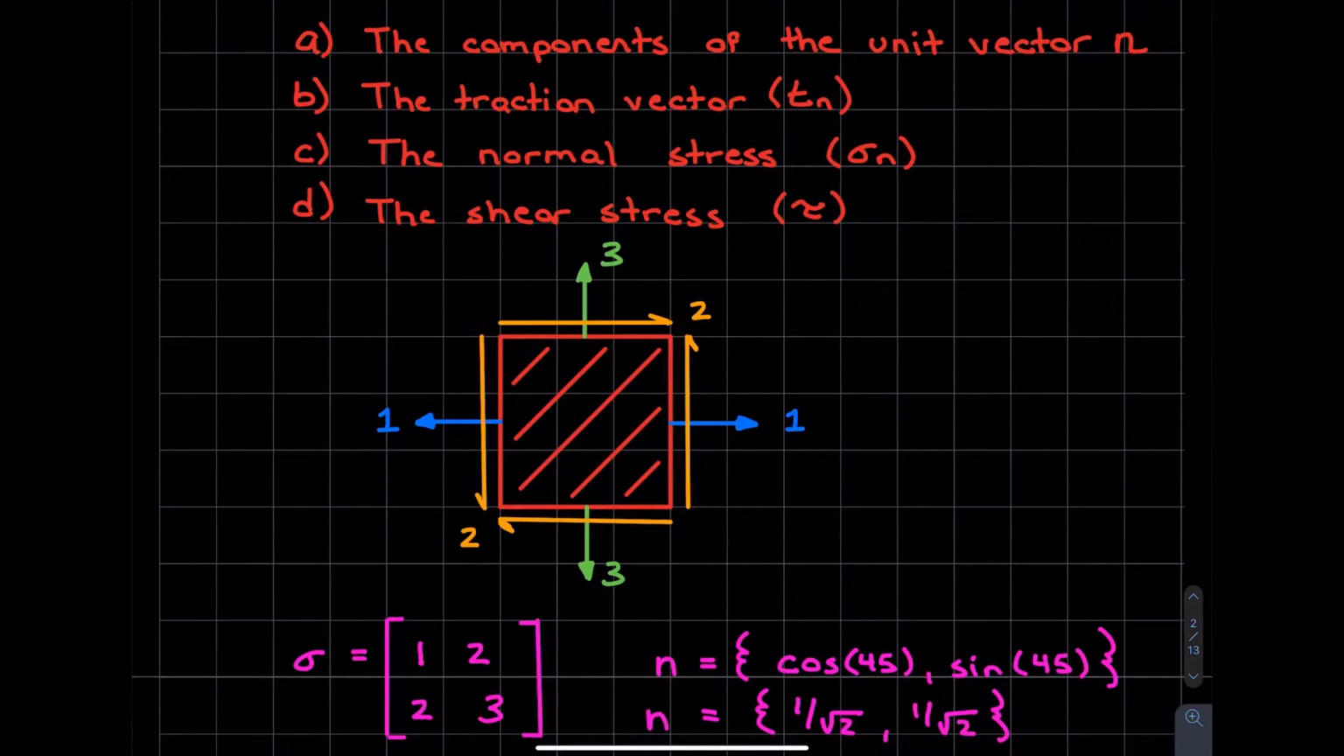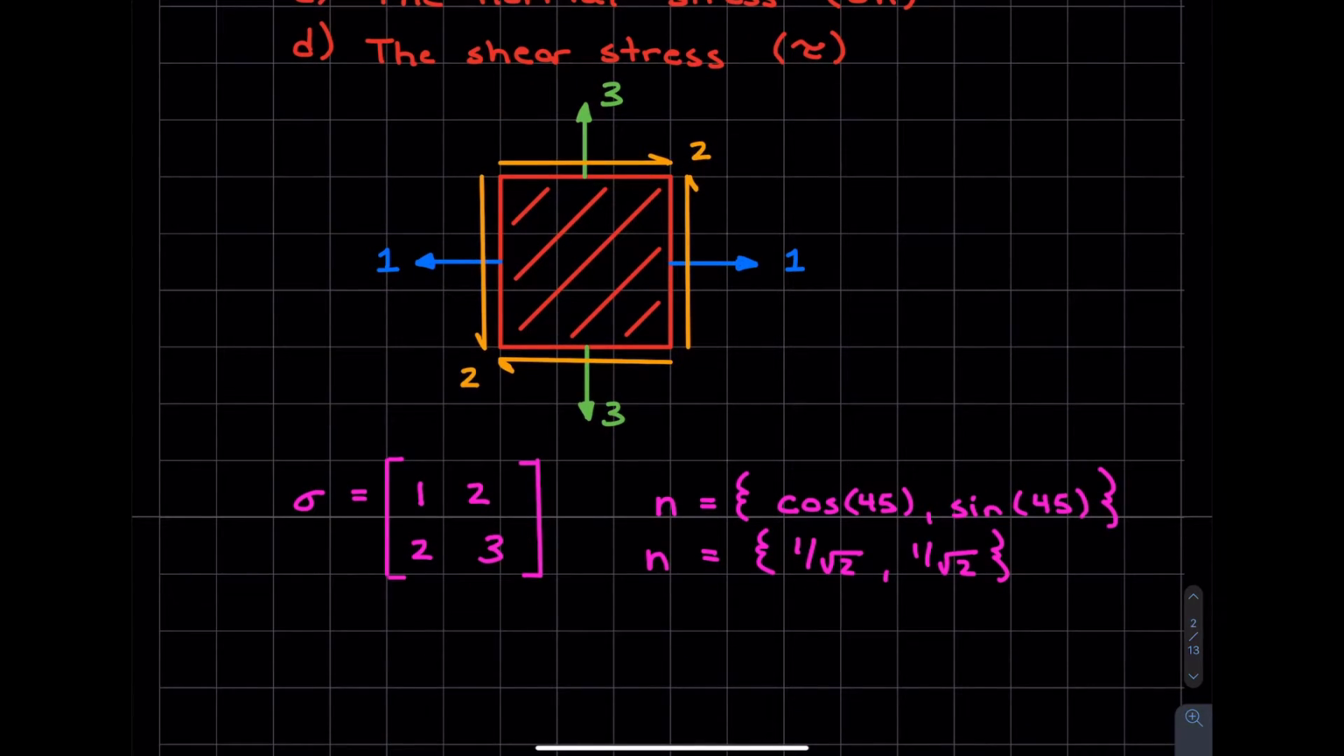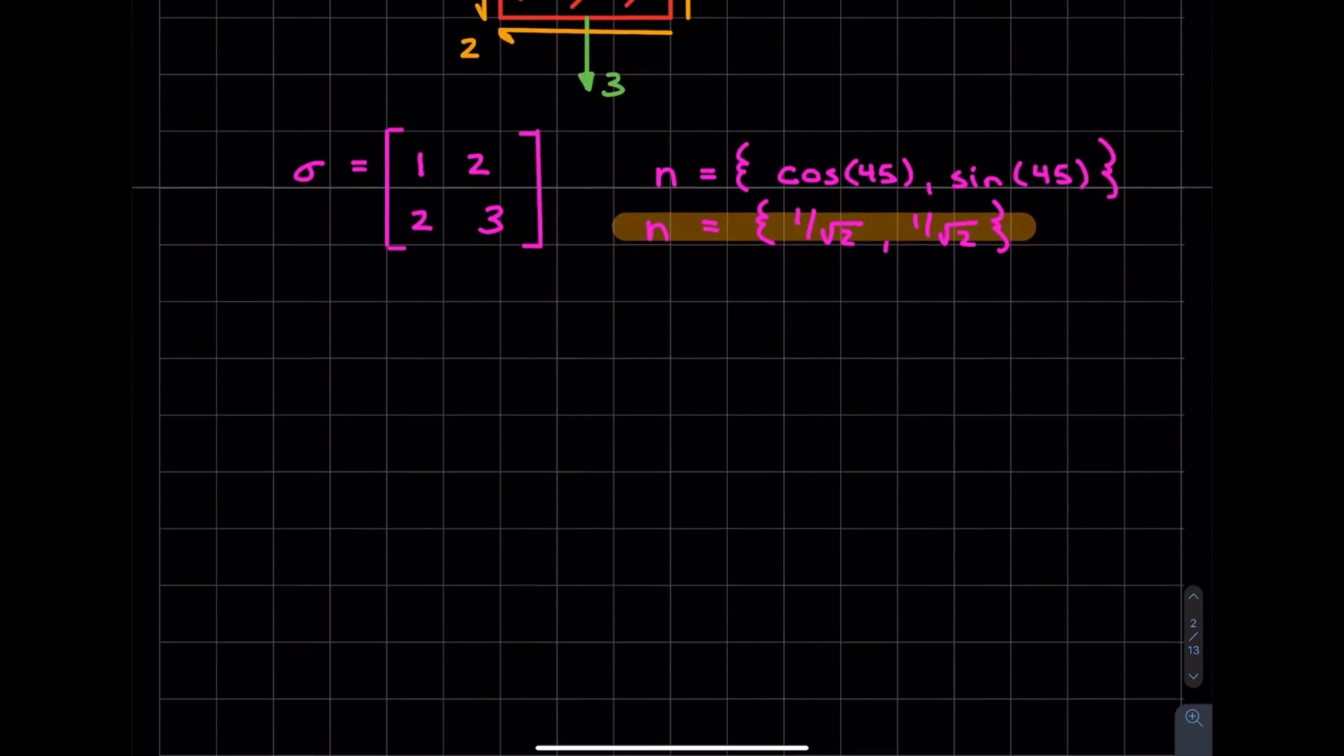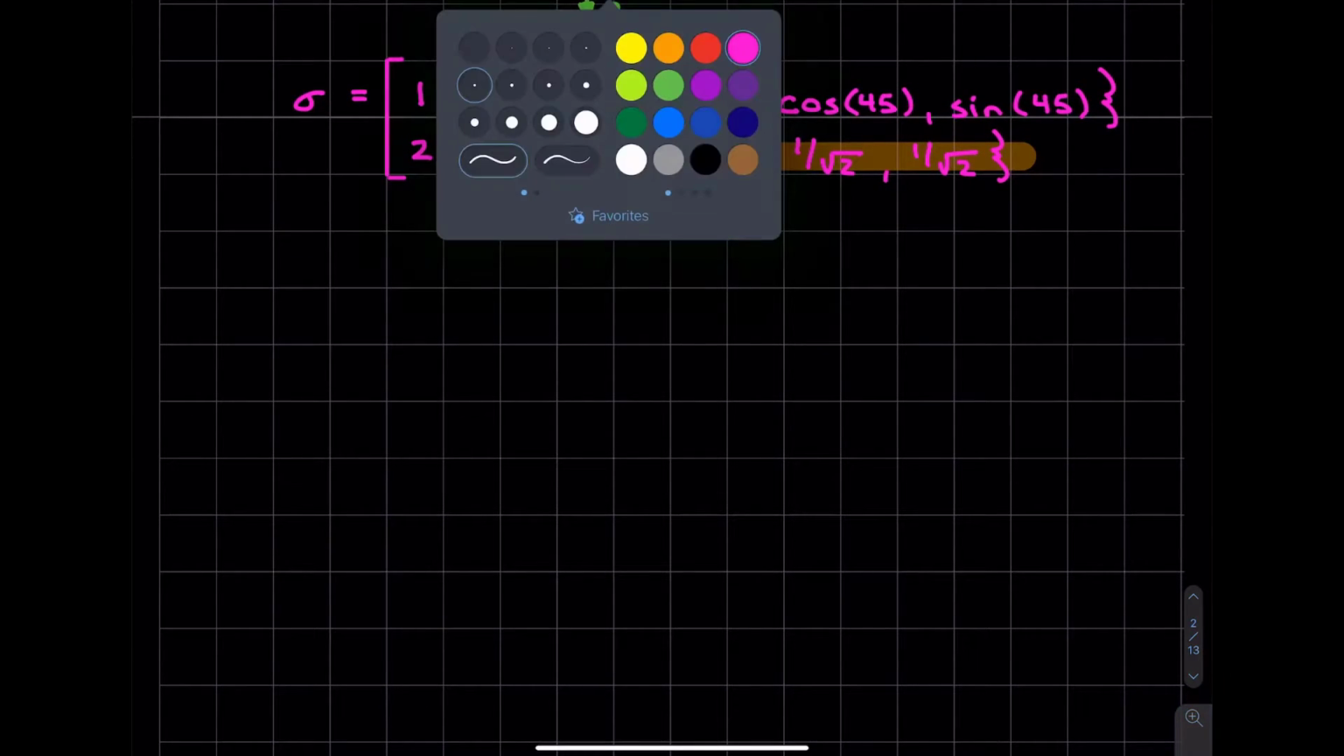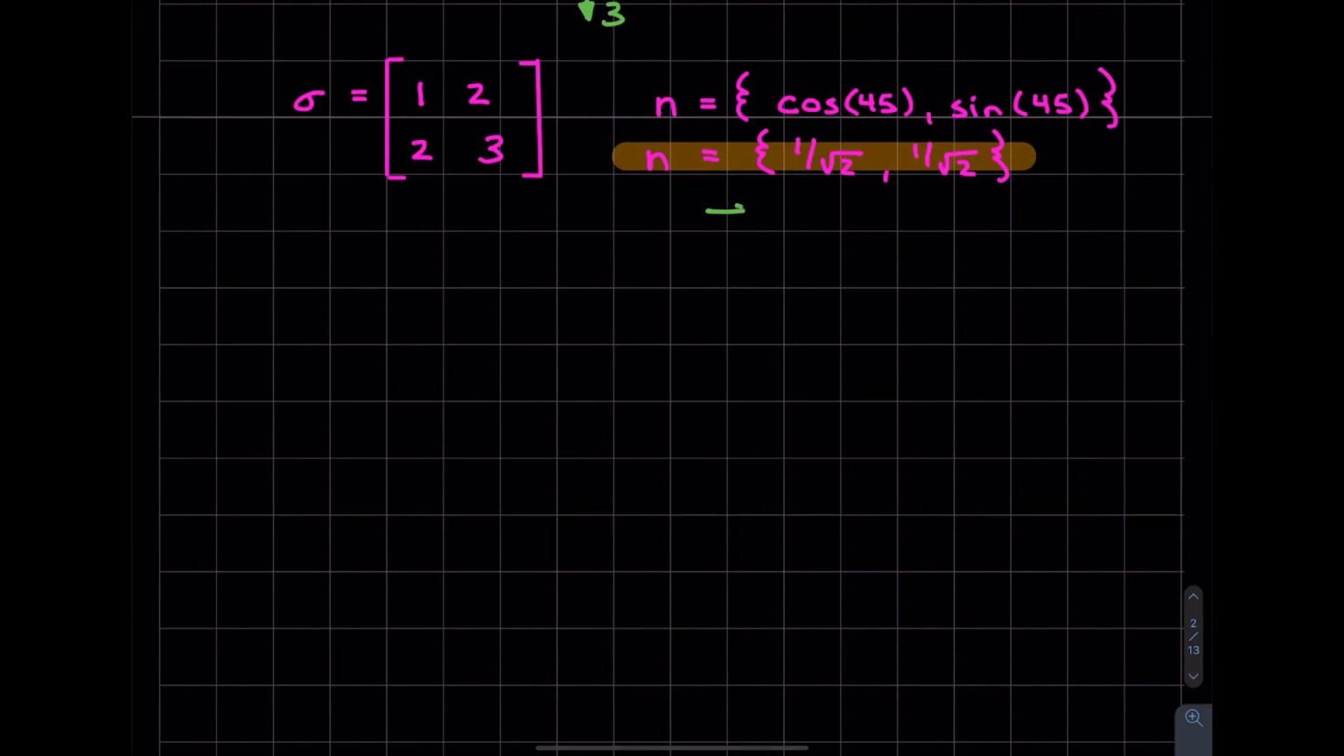Well, it said the components of the unit vector n. Oh, easy. I just figured it out. I look here, I got n is equal to 1 over root 2, 1 over root 2. But I'm going to make a note here because, again, it could be this easy to find n, but there's something we're always going to have to remember. n needs to be normalized. So normalized, I'll just write that down.